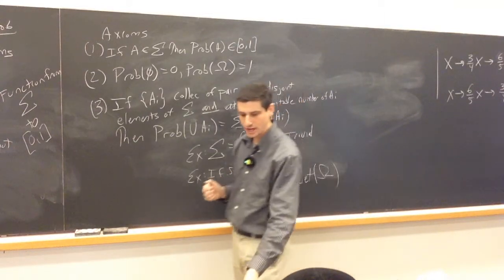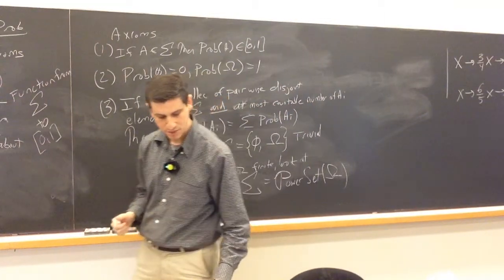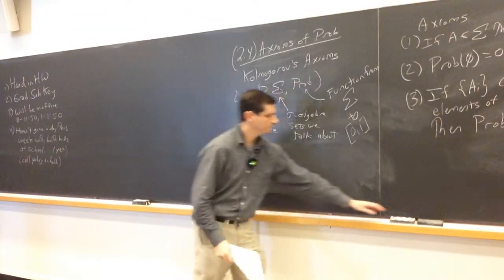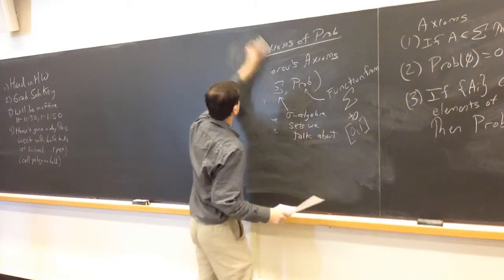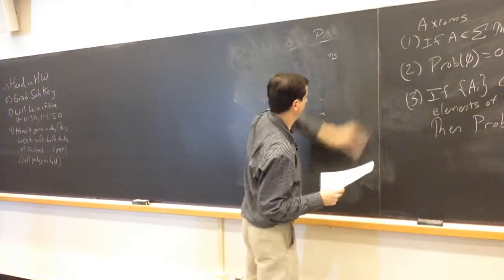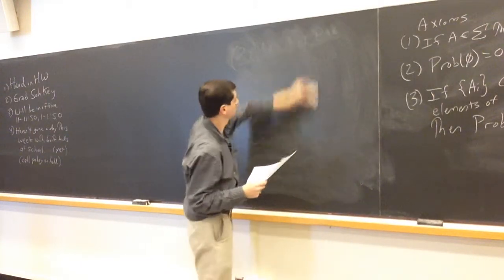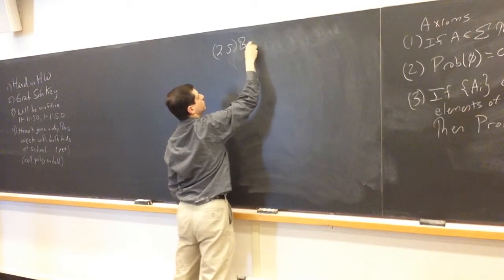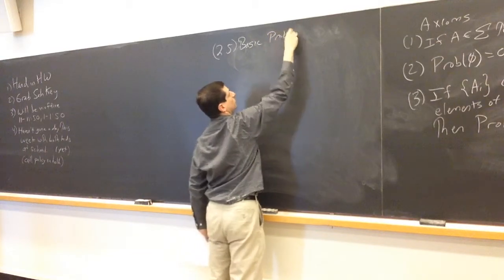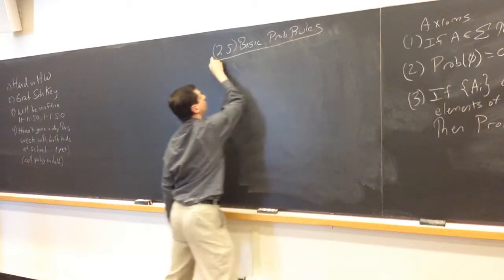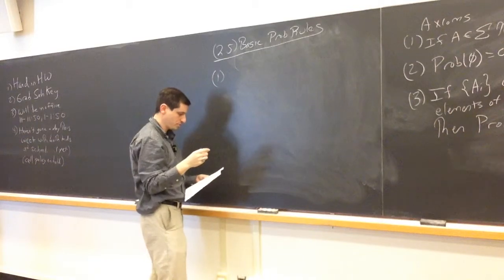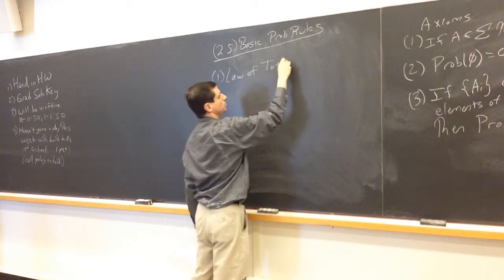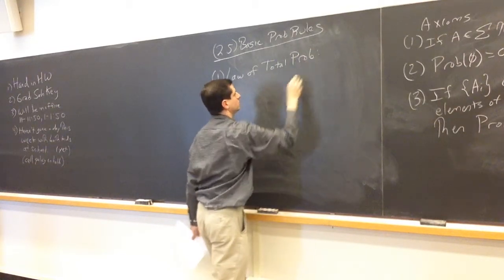Okay, so what I want to do now is talk a little bit about some basic probability rules. So there are four main consequences. Okay, so I think this is now section 2.5. So basic probability rules. All right. So the first rule, I just want to make sure I get them in order, is the law of total probability. It sounds impressive.